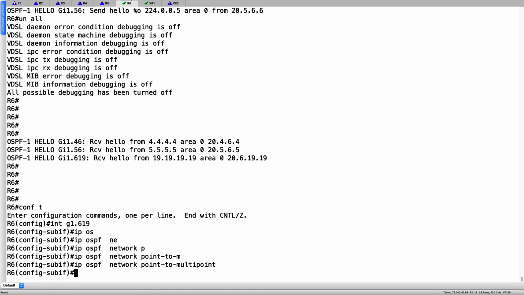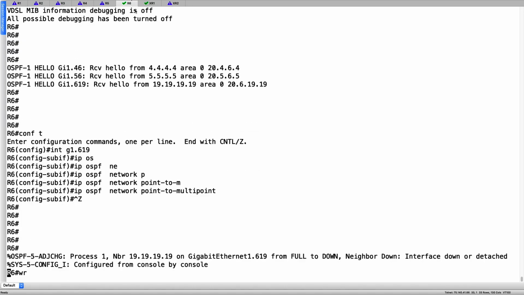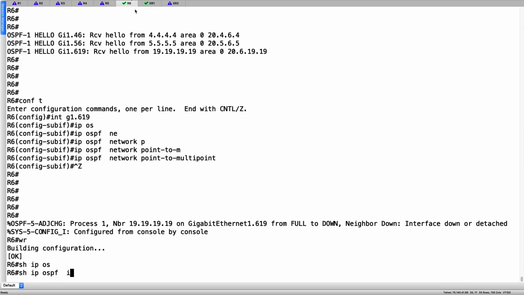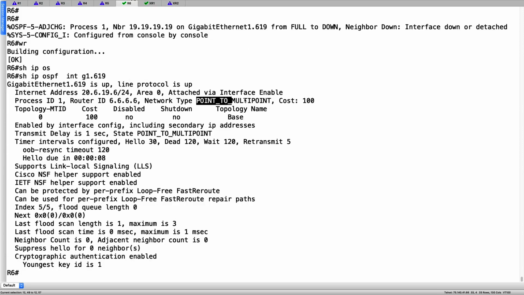network point to multipoint, you would see that my OSPF neighborship goes down because now my hello and dead is different. R6 has hello and dead as 30 and 120, and IOS XR has hello and dead as 10 and 40. So let's check this. On 619, you would see that my network type is point to multipoint. There is no DR election.